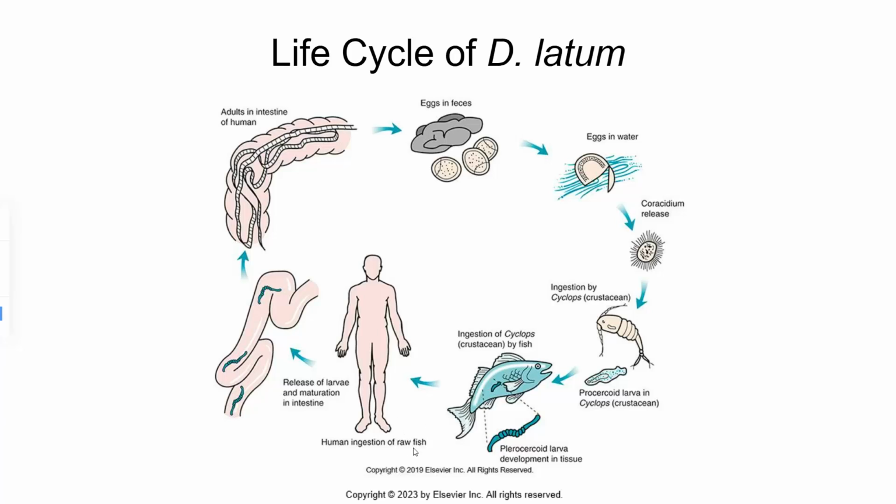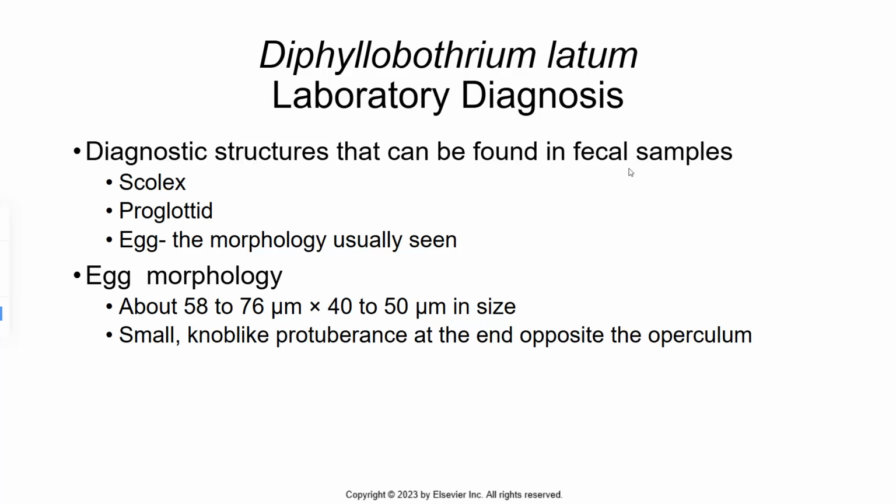And they say raw fish because if you cook it, these things die. Then the larva is released and it matures in the intestine, and then you have the adults in the intestine of the human. So the adult worm then grows. Eventually, the lower end will start to release the eggs in the feces. And then depending on the water source, sometimes these eggs get into the water. The diagnostic structures that can be found in fecal samples are the scolex, proglottid, or egg.